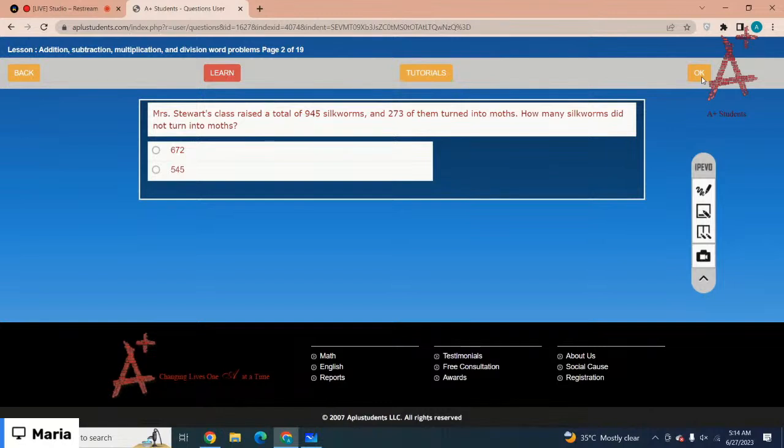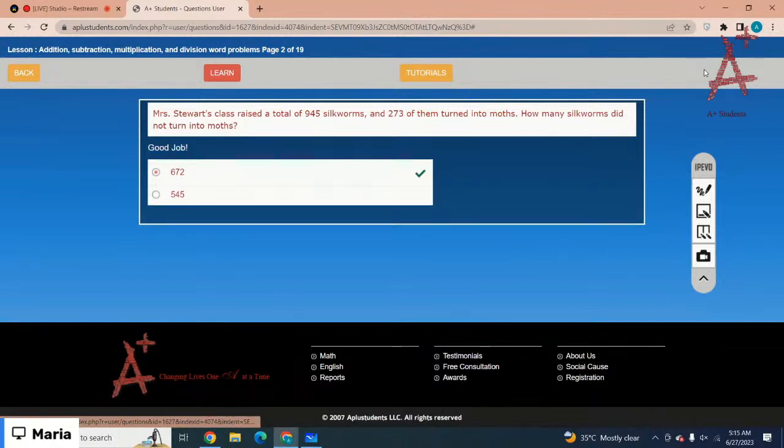Yes, you have 945 minus 273, because the total silkworms are 945. You have to calculate the ones which did not turn into moths. So you have to do 945 minus 273. That would be 672. So the correct option is 672.